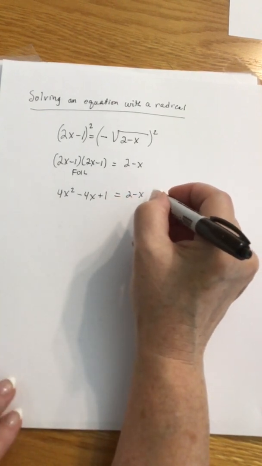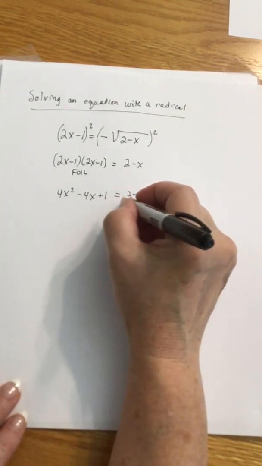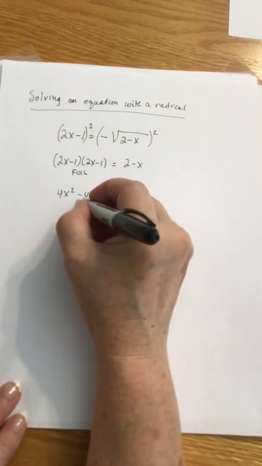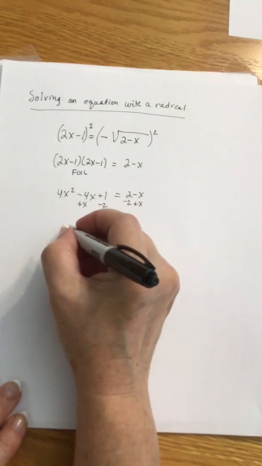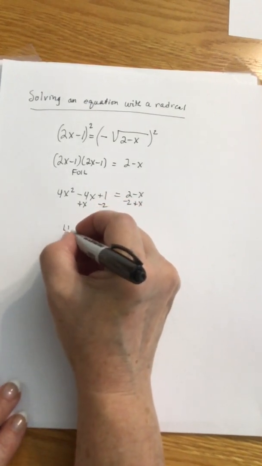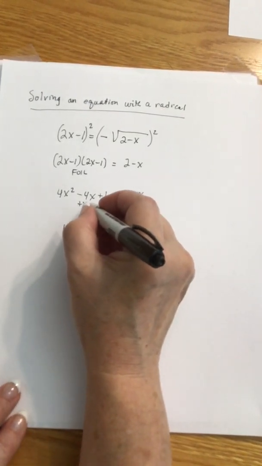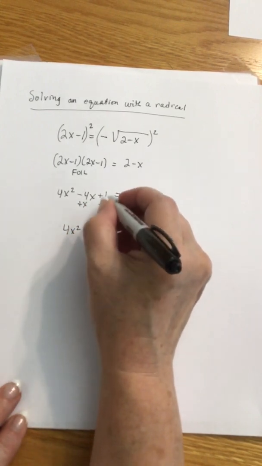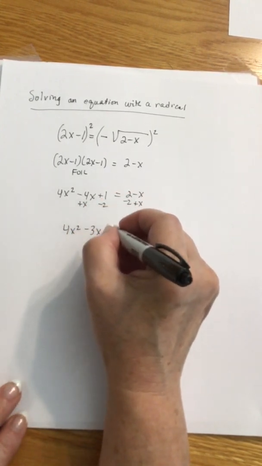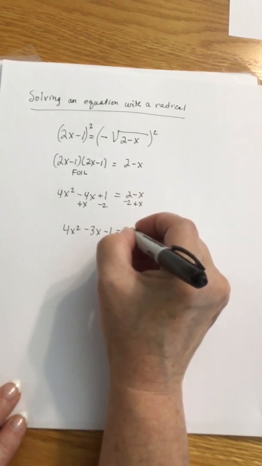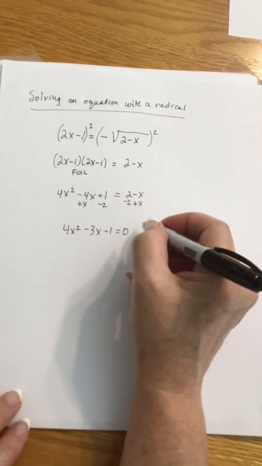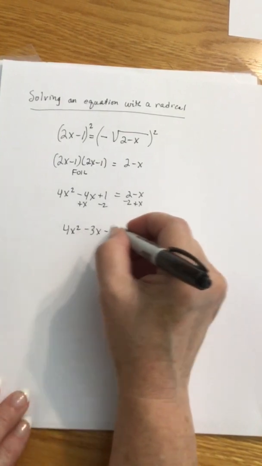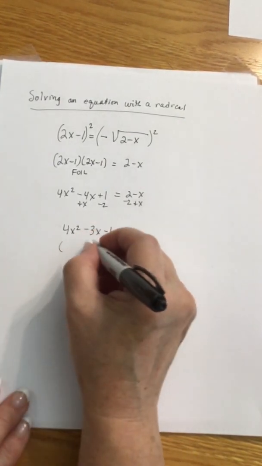So now we want to get everything on the same side. So I'm going to take a minus 2 and a plus x. So this gives me 4x squared. This is 1x and a negative 4 gives me a negative 3x. 1 minus 2 gives me a negative 1 equals 0. So we have 4x squared minus 3x minus 1. So now this again, we're going to do factoring.